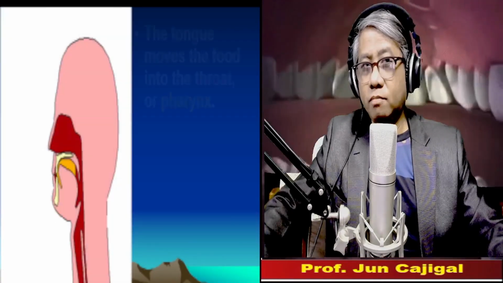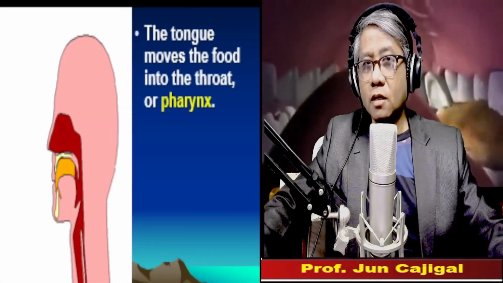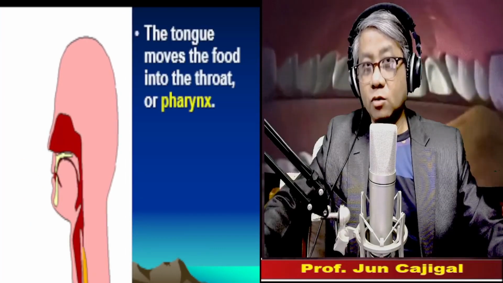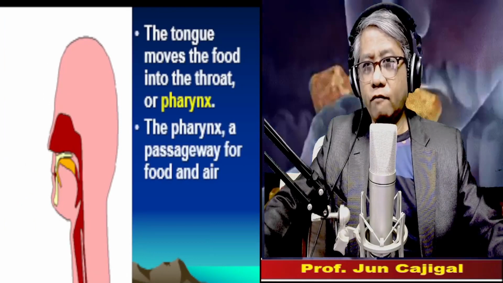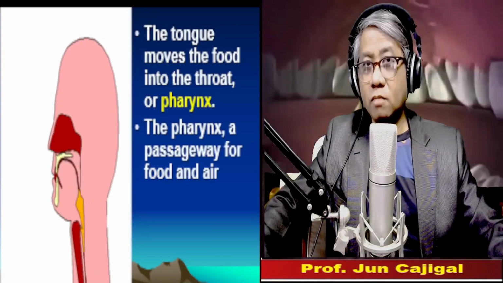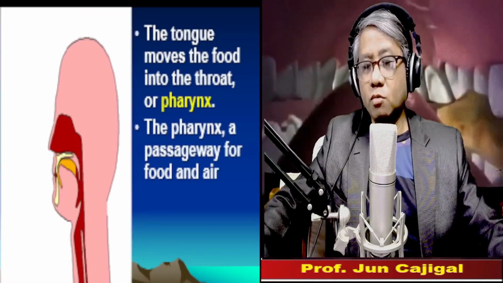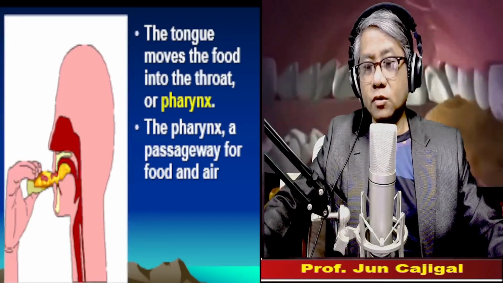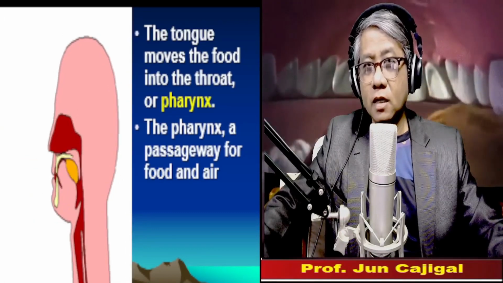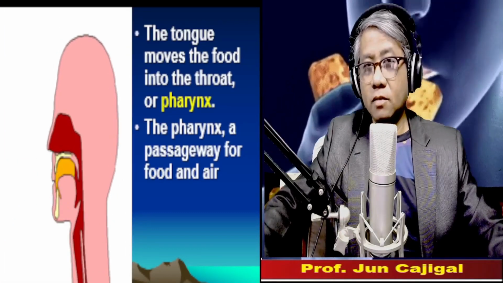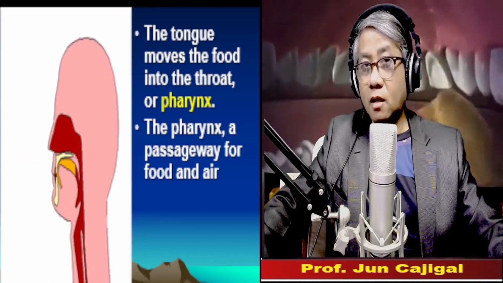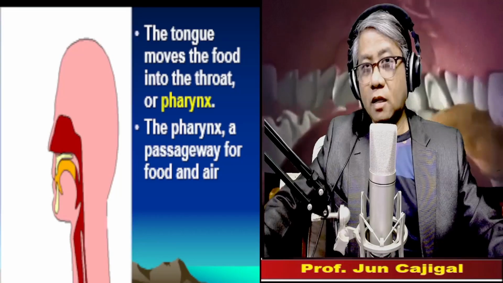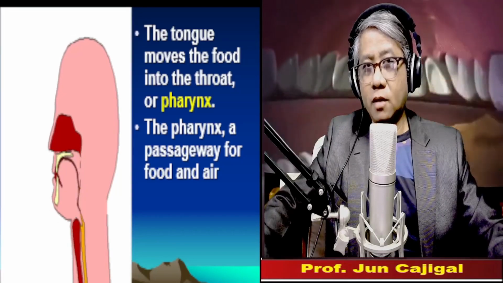Now, as the food undergoes mechanical and chemical digestion inside the mouth for several minutes, the tongue eventually pushes and moves the food into the pharynx or the throat. The pharynx is the common passageway for food and air. And as we have learned before, the pharynx is composed of several regions. We have the nasopharynx behind the nasal cavity, the oropharynx behind the mouth, and the laryngopharynx just near the larynx or the voice box.